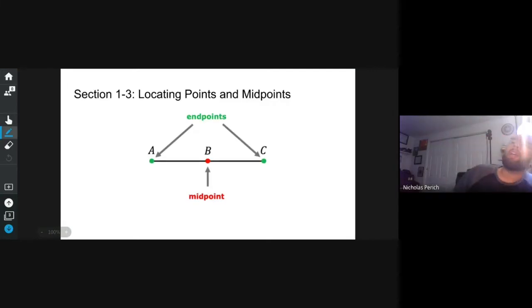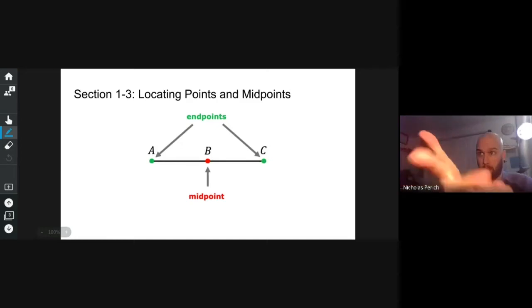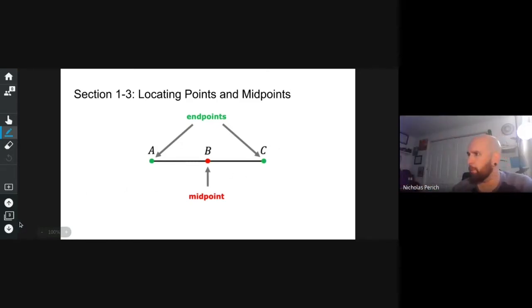Section 3, locating points and midpoints. This is going to sound super crazy, but if I give you a line segment and I call it AC, like air conditioning, the point directly in the middle is a midpoint. Okay. It's literally right in the middle. Like literally right in the middle. I know, Santi, thank you.